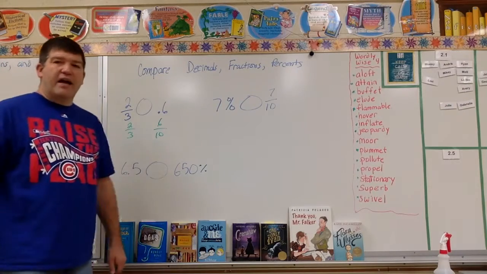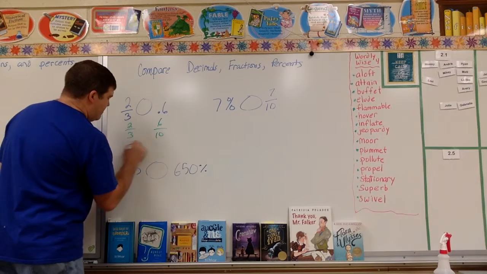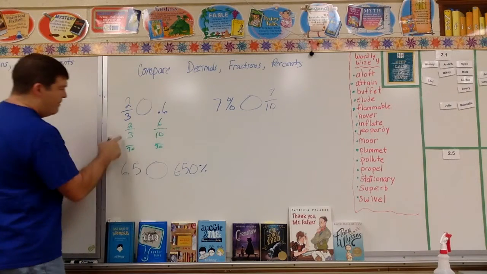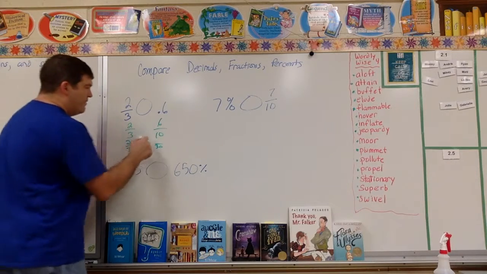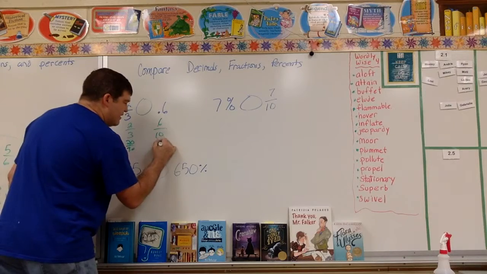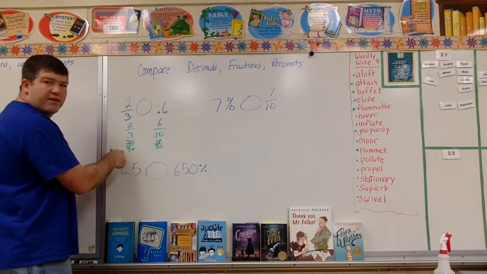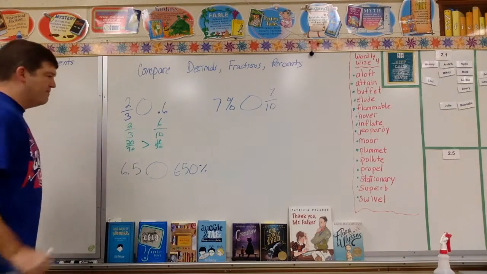Now I just have to get it to a common denominator. 3 and 10, I know that 30 would work for this. 3 times 10 is 30. 2 times 10 is 20. 10 times 3 is 30. 6 times 3 is 18. So now I have 20 over 30, and I have 18 over 30. I know 20 is greater, so it's going to go like that.